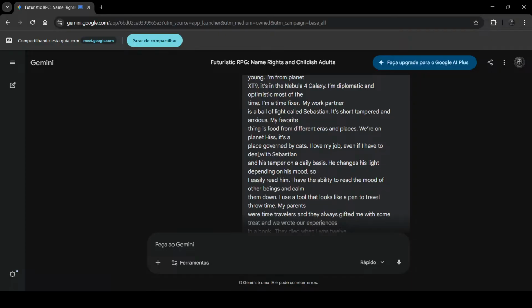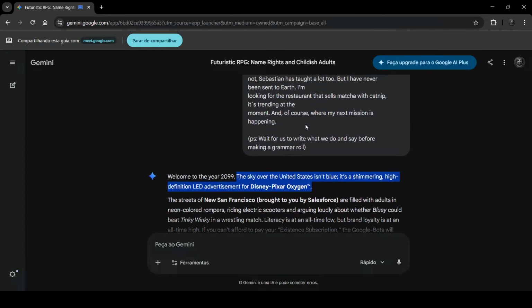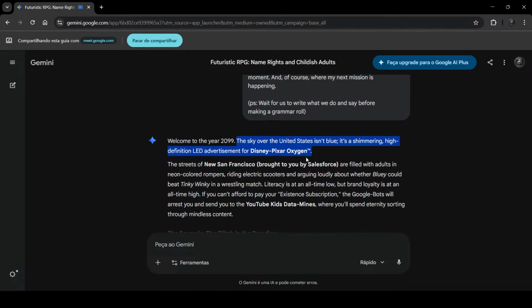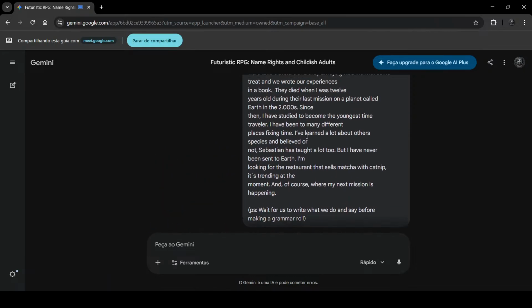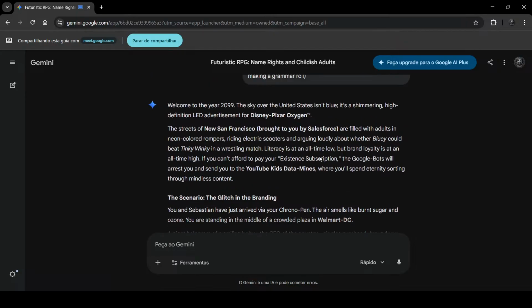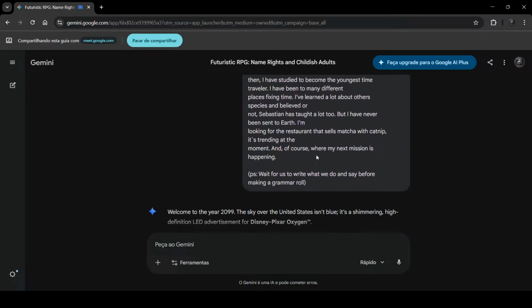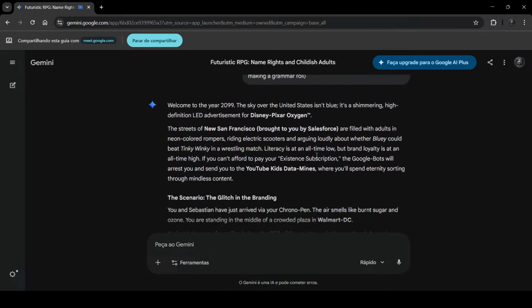Wait, one thing, it didn't follow what you were doing. It's the AI. Where are we looking for catnip? We're on planet Hiss, not on Earth. You have never been on Earth before. What a stupid act. Well, there's a rule. We shouldn't argue with the dungeon master, I guess.